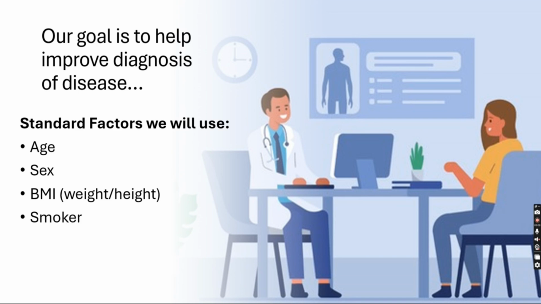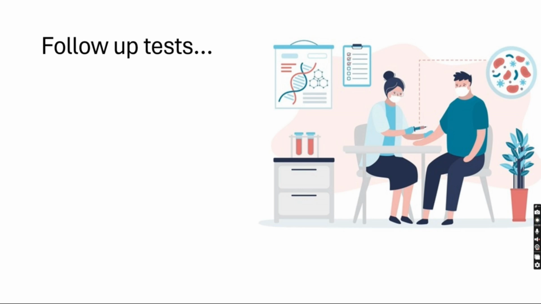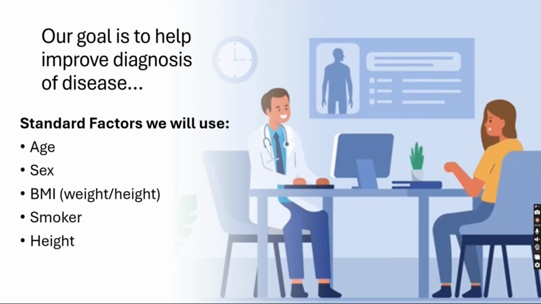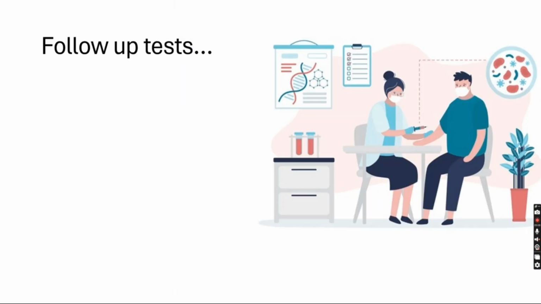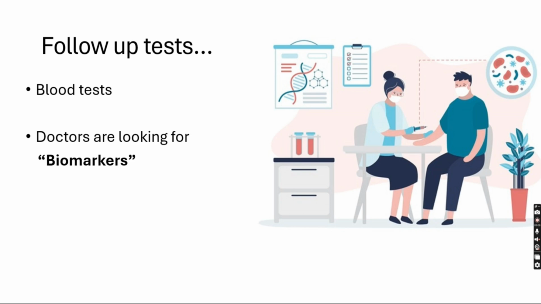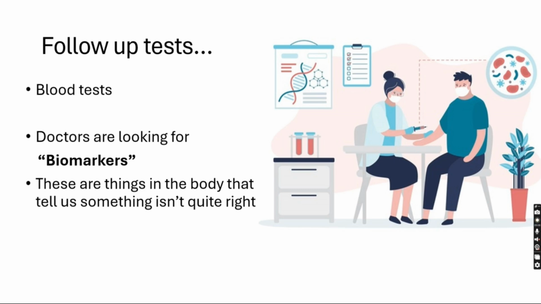They might ask whether you're a smoker. They might measure your height. So these are some common things that doctors might just ask you generally when you go and see them straight away. But in order to look further, we might do some follow-up tests. So we might do things like blood tests. And this will show us what's going on inside your body. And doctors are looking for things called biomarkers. And a biomarker is just something that tells us that the body isn't quite right.